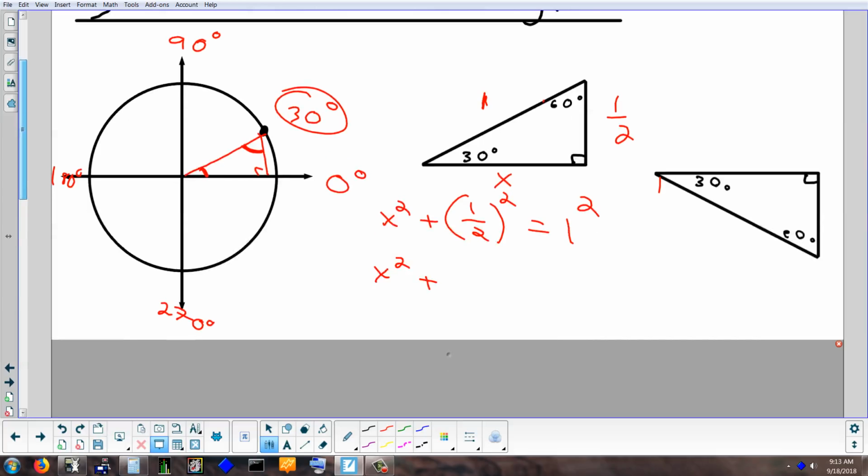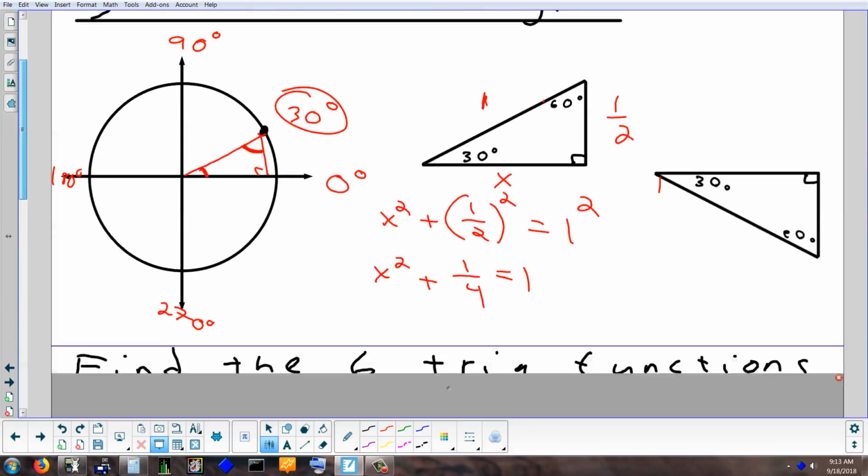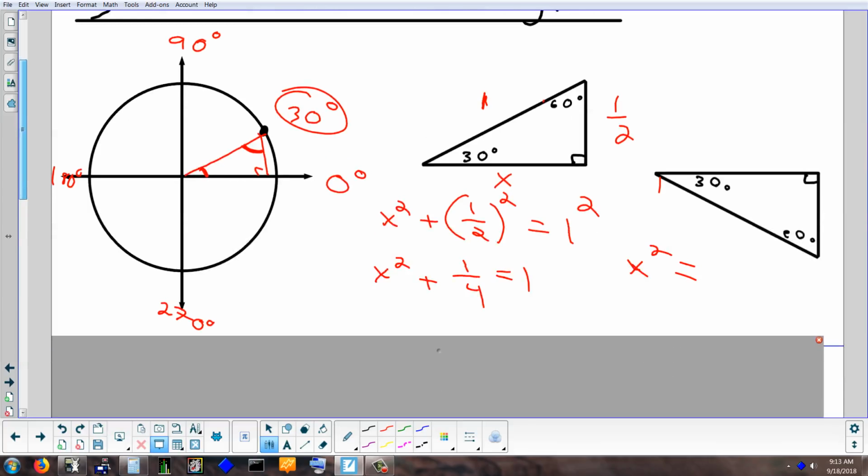Okay, what's 1/2 squared? A half times a half. A fourth. Yep. A half plus a half would be a whole. Half times a half is a quarter. All right. Bring the 1/4 to the other side. X squared would equal 3/4. Just subtract the 1/4.